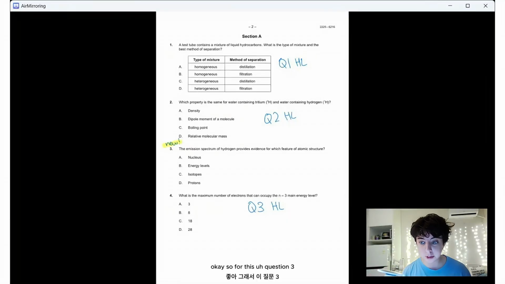Okay, so for question 3, this is the first unique question for the chemistry SL exam. This one is saying that the emission spectrum of hydrogen provides evidence for which feature of atomic structure. This one is from an oddly specific part of the syllabus. I will put it in a screenshot here. There's also a very similar question in the specimen paper, for paper 2, which I will also put here.